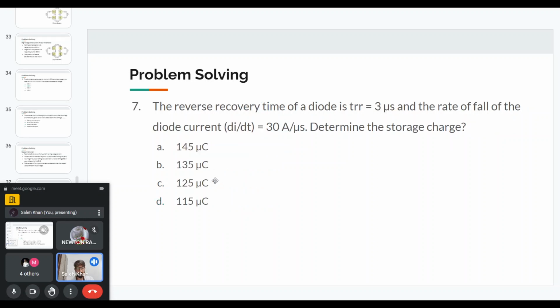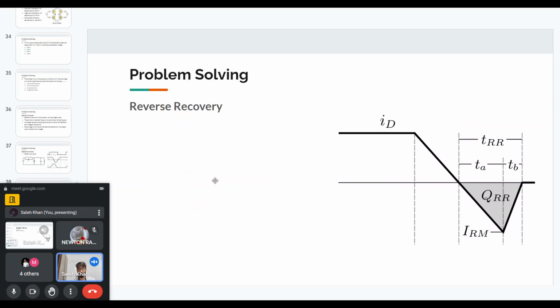The seventh problem is about reverse recovery of a diode. So the reverse recovery time is given as 3 microseconds, and the rate of fall of the diode current is given as 30 ampere per microsecond. And we are asked to determine the storage charge. So this is how the waveforms will look like.